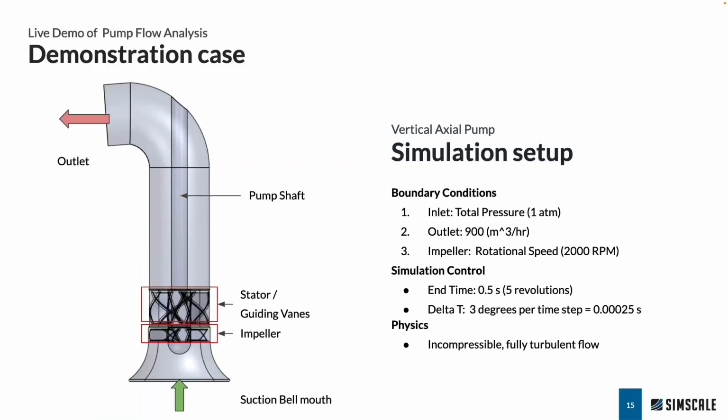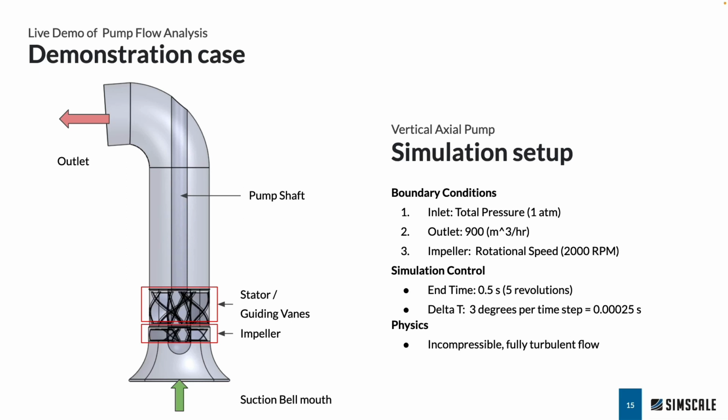For this purpose, we are going to take a vertical axial pump, and the pump consists of a suction bell mouth combined with an impeller and a stator or guiding vanes setup. And we're also considering the effects of the pump shaft and an elbow for the discharge.